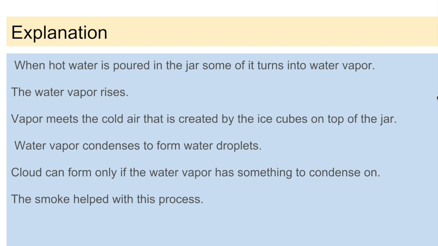In real life too, the air that is heated by the sun's energy rises up. As it meets the cold air in the atmosphere, it forms water vapor that condenses. This water vapor condenses on the particles of dust, pollen, or pollution to form clouds.